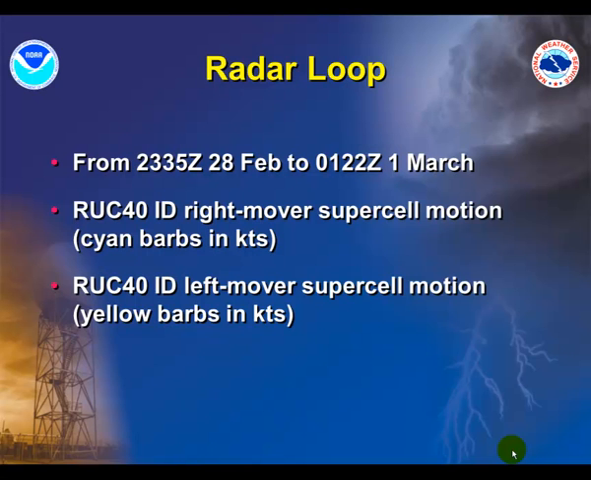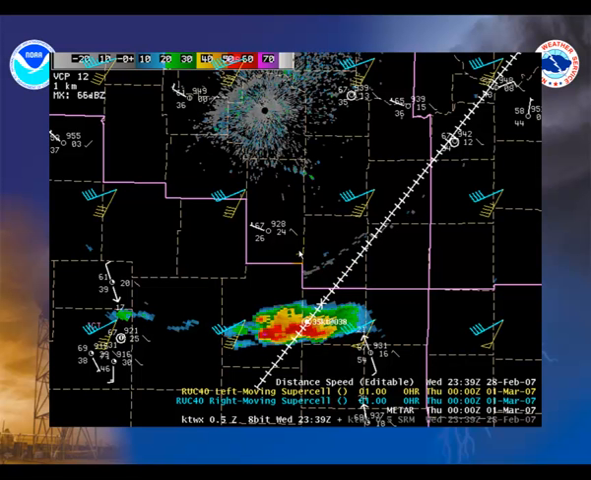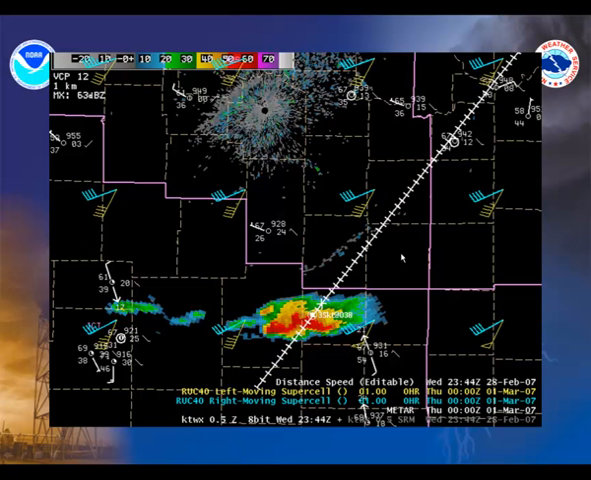So basically a 2-hour time period here. And on the radar, we also have the right mover and left mover from the RUC 40 overlaid, with the right mover in cyan and the left mover in yellow. So here's the cluster of storms down over east central Kansas, which had been moving northeast given this extrapolation here. And the initial warnings that we put out for our southeast counties took into account the extrapolation from what was going on at this point.